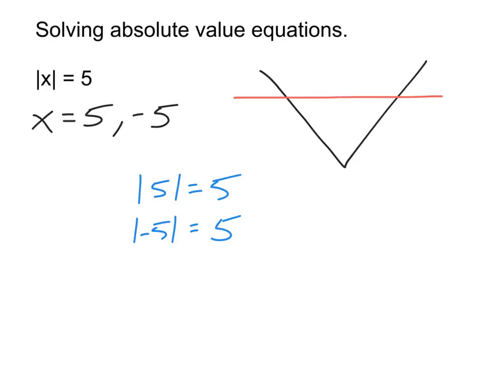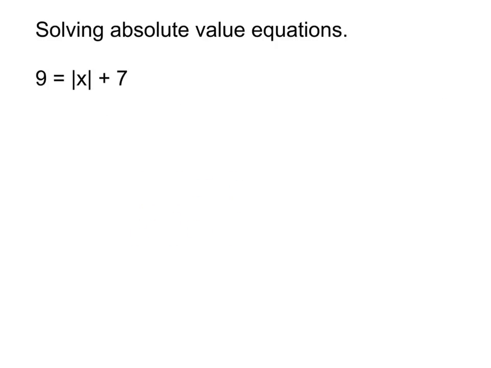Alright. Everything else is just seeing how we handle all sorts of different little variations of this. So write down this equation. And the first thing we want to do is get the absolute value by itself. So in this case that means the 7 has to go.